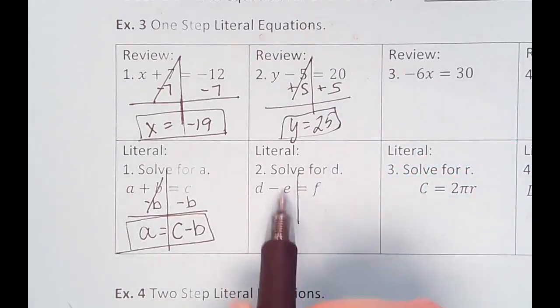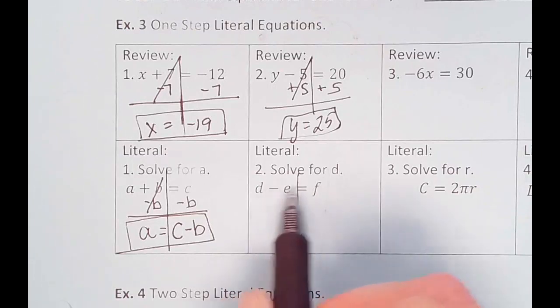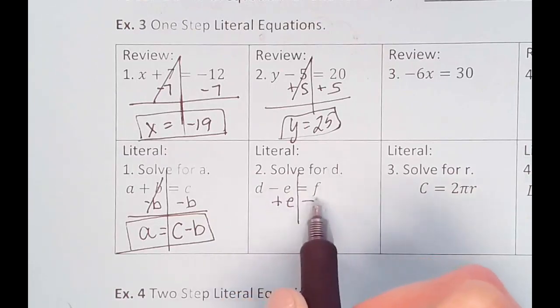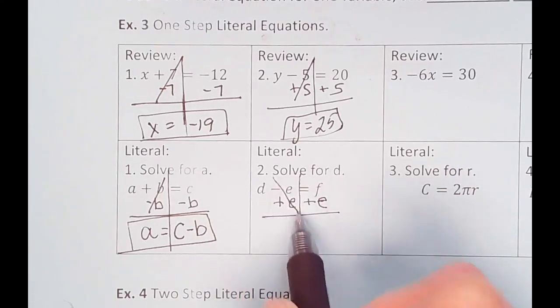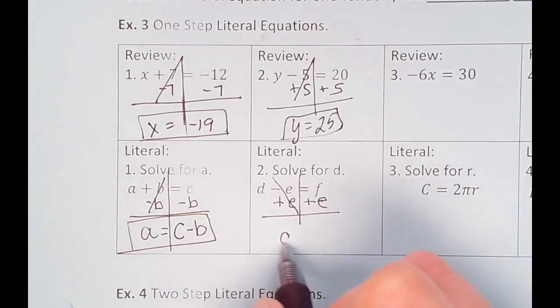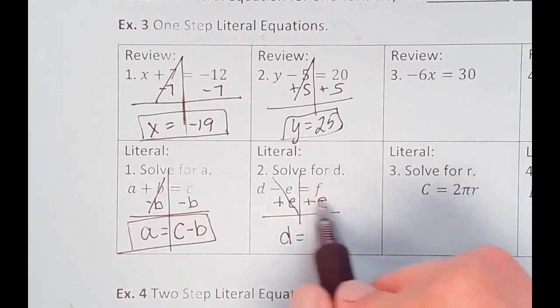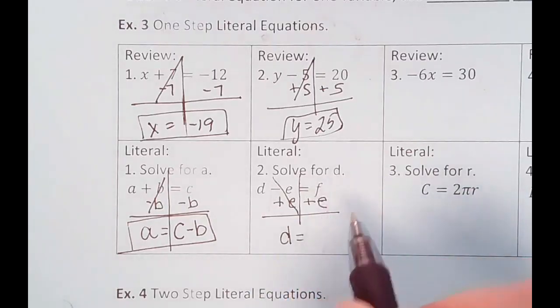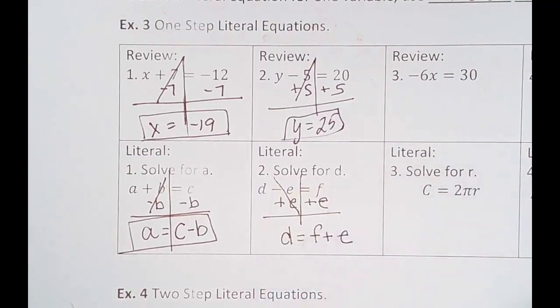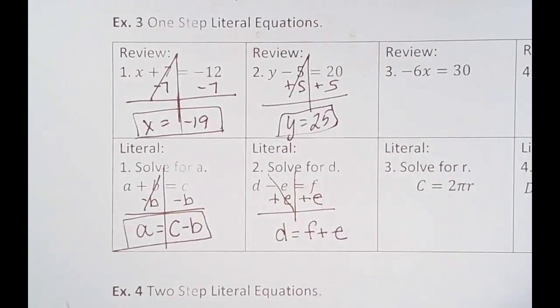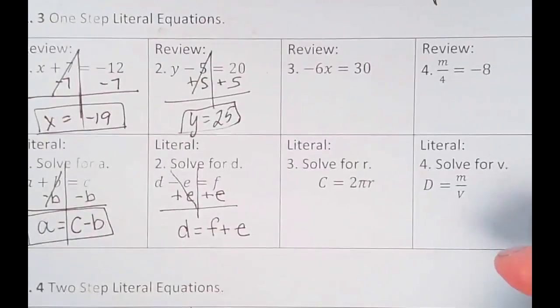Number 3. I have negative 6 times x equals 30. Negative 6 and x are mushed together. That's showing multiplication. I undo that by dividing by negative 6. So x equals 30 divided by negative 6 is negative 5. These 6's cancel each other out.